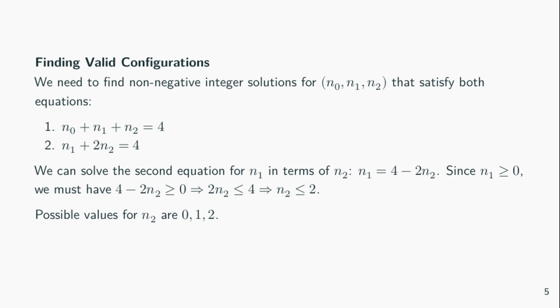We can start by looking at the second equation because it only involves n1 and n2. We can rearrange it to solve for n1: n1 equals 4 minus 2 n2. Since the number of particles n1 must be greater than or equal to 0, this means 4 minus 2 n2 must be greater than or equal to 0, which implies 2 n2 must be less than or equal to 4, or n2 must be less than or equal to 2. Since n2 must also be a non-negative integer, you can't have a negative or fractional number of particles. The only possible values for n2 are 0, 1 or 2. We'll examine each of these cases.